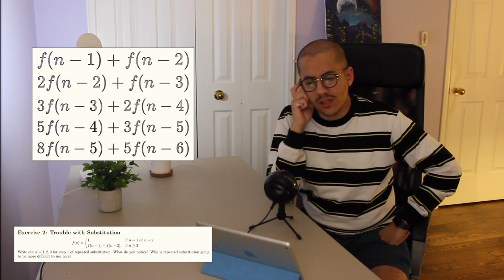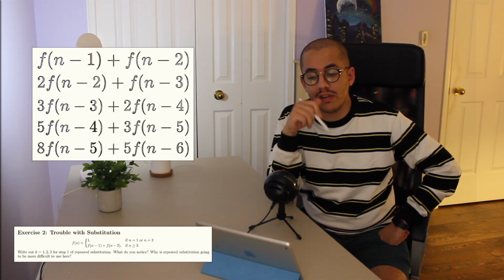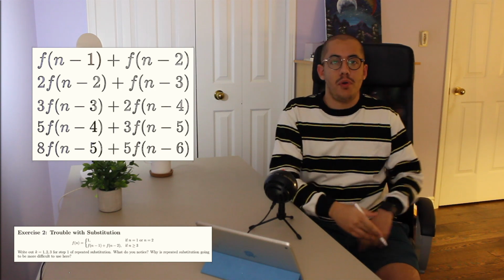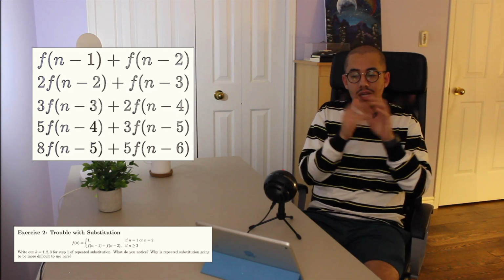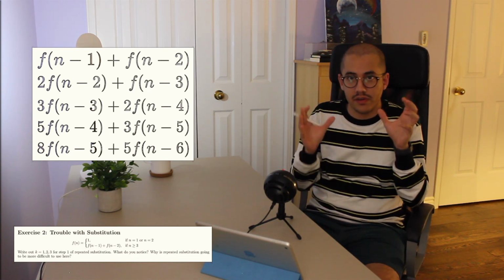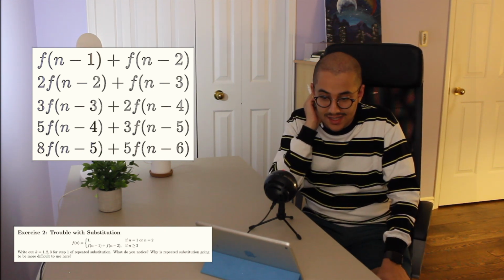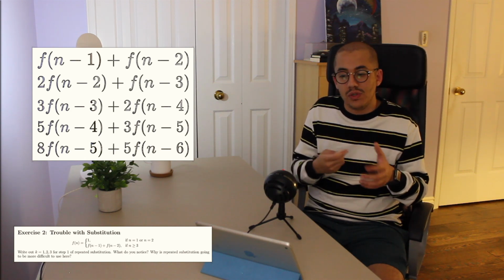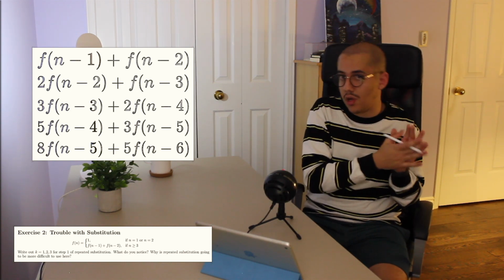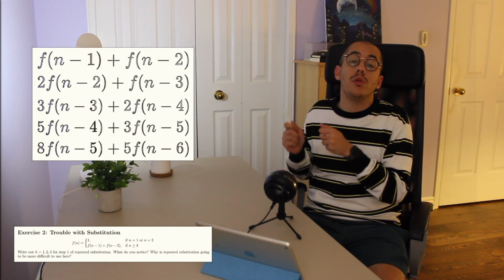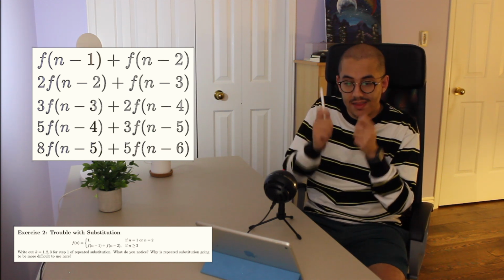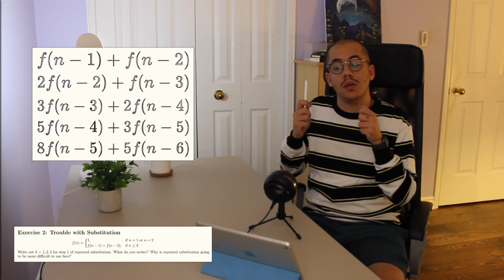And then the question asks, why is repeated substitution going to be more difficult to use here? Here's the problem. Like you saw with this question, there were 2 recursive calls, and they're different: one of them was fn minus 1, and the other one was fn minus 2. These substitution methods will not help to get the closed form. Some do, and you might get lucky and it will work out, but not all of them. For the majority of them this method will not work. And that is why repeated substitution is more difficult here.